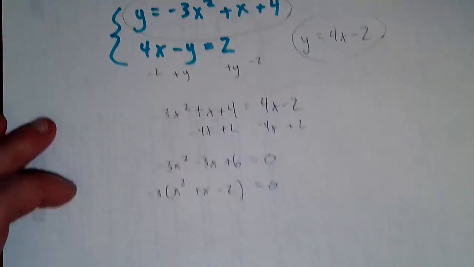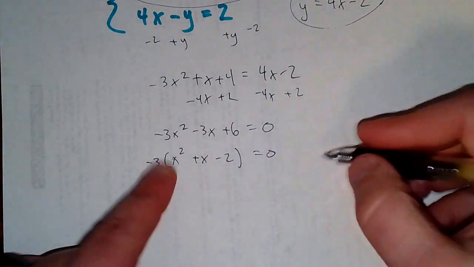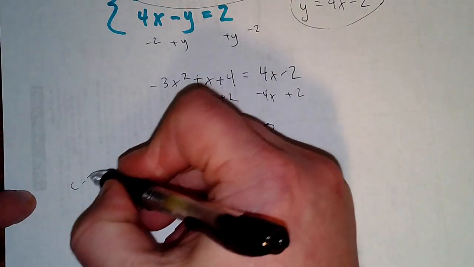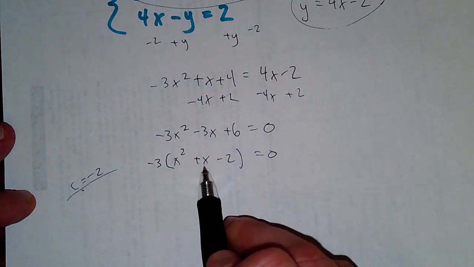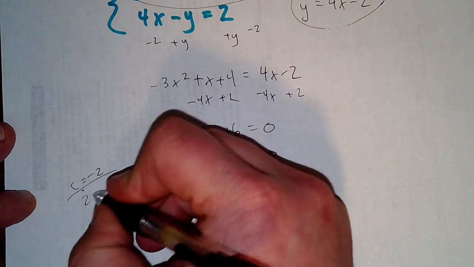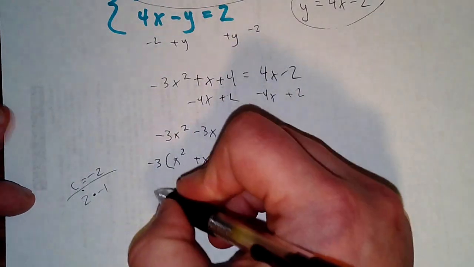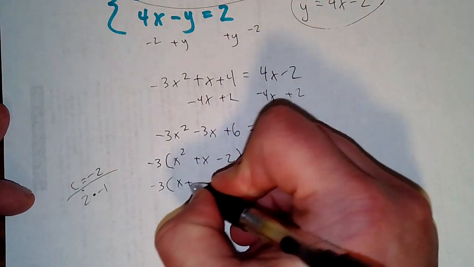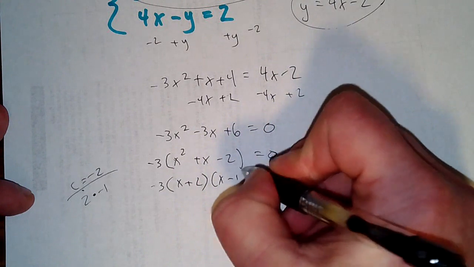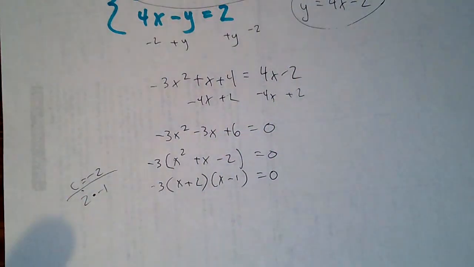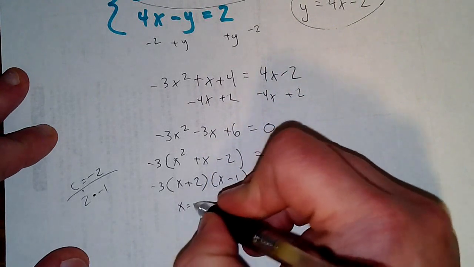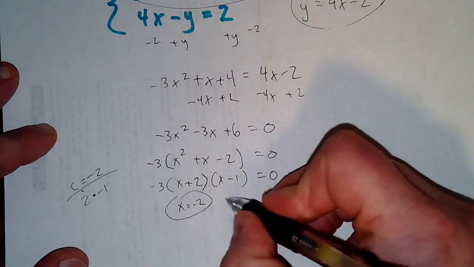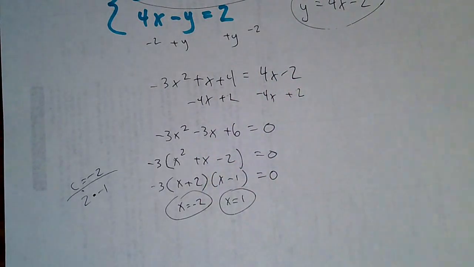At which point this is now an a equals 1 factoring. So my c is negative 2, and the only factors of negative 2 that will add to a positive 1 would be 2 times negative 1. So this is going to factor to x plus 2 and x minus 1. And then my solution should be pretty obvious to me. So one solution is going to be negative 2, and the other solution is going to be positive 1.